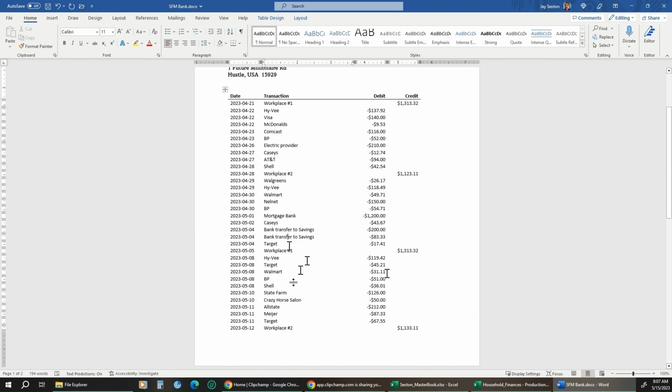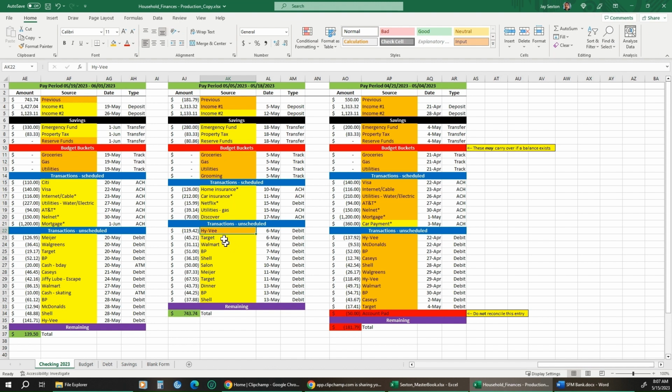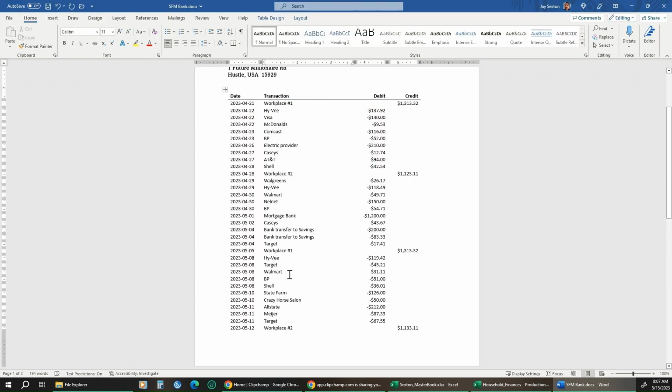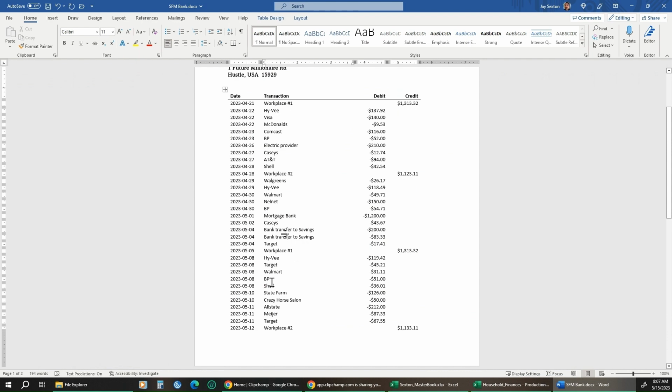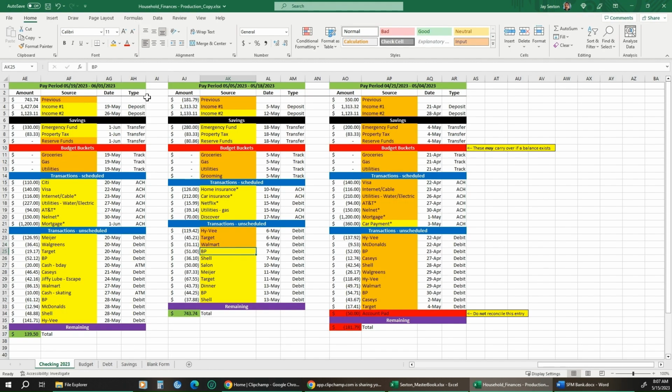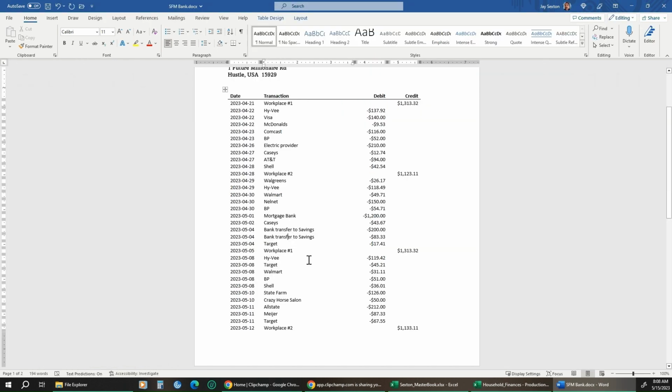So then we have Target. Again, it shows up on the 8th here, 45.21. So we go to Target, we have 45.21. That's correct. Then we have Walmart, 31.11. 31.11, that's correct. BP, 51 on the 8th. BP, so this was actually Sunday, but it showed up on Monday, which is fine.